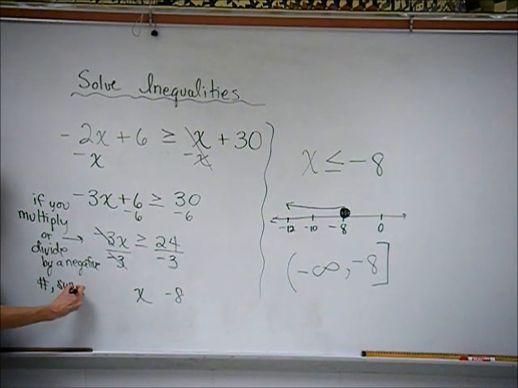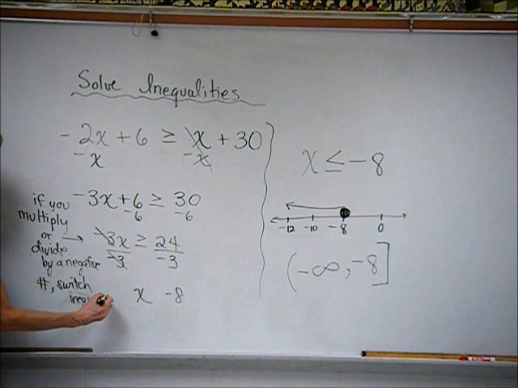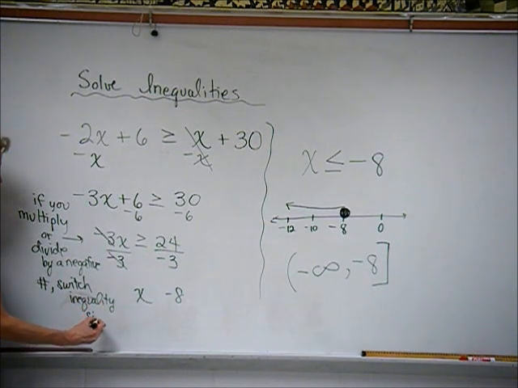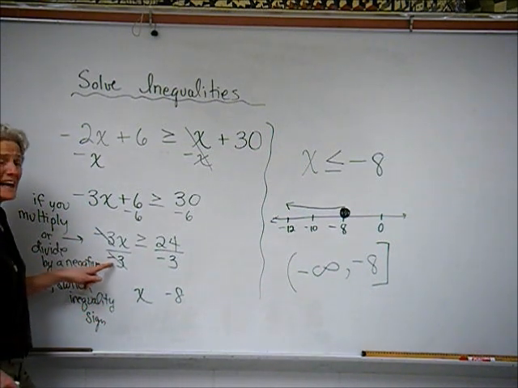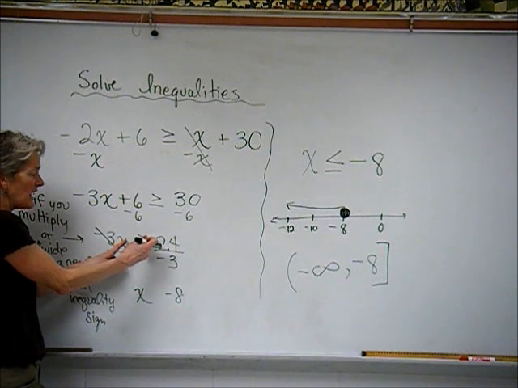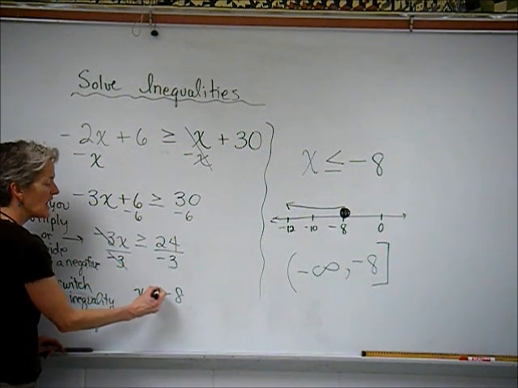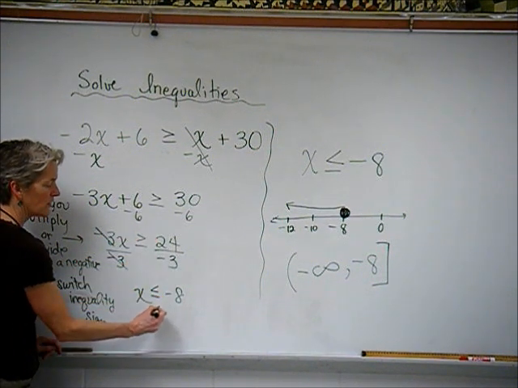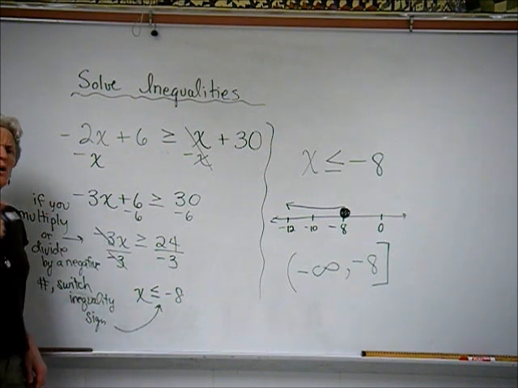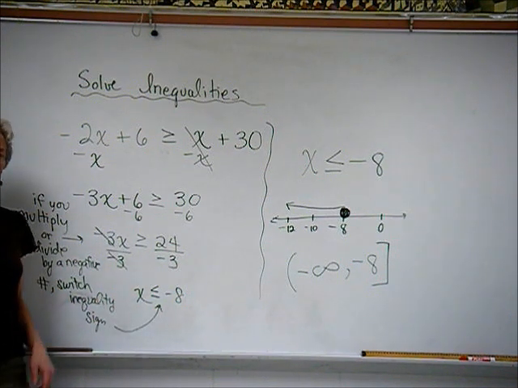You have to switch the inequality sign. I'll just write it. Switch the inequality sign. All right? So here I'm dividing by negative 3. That means that greater than or equal to becomes a less than or equal to. We've talked about this in class, and it makes sense.